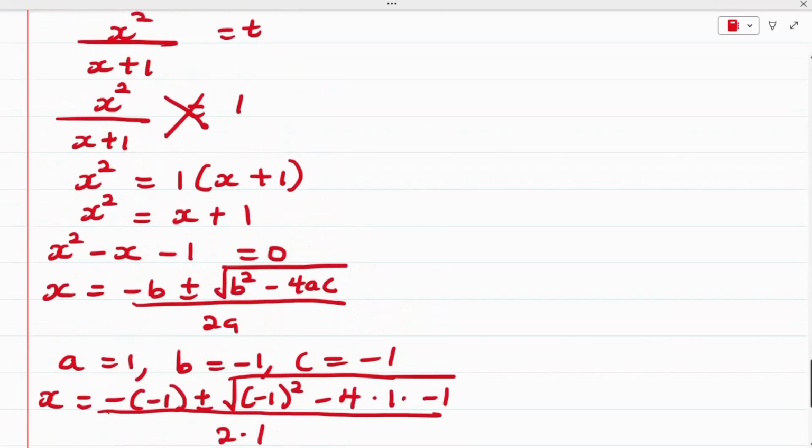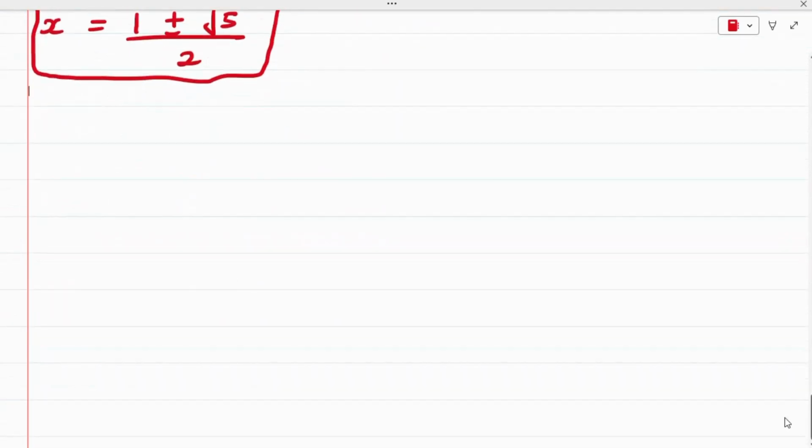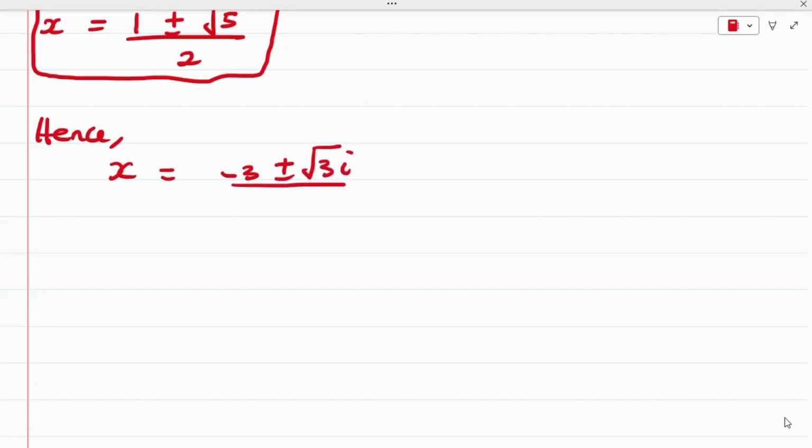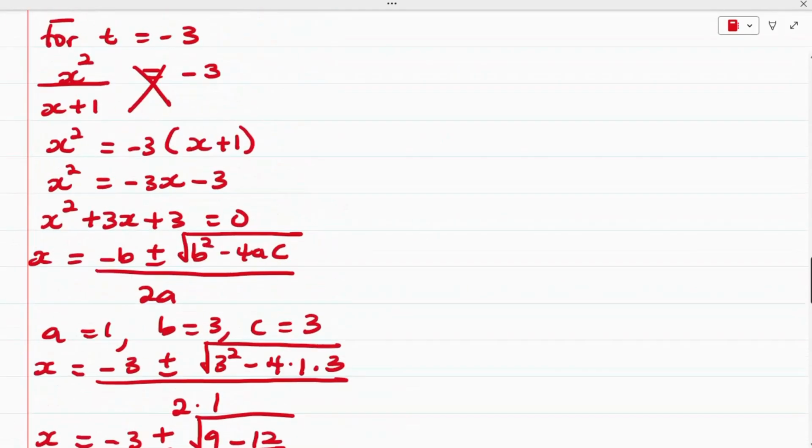So we have been able to find the values of x right here. Therefore we have that x is equal to -3 plus or minus the square root of 3 times i, divided by 2, and x is equal to 1 plus or minus the square root of 5, divided by 2. And these are the values of x in this nice algebra math simplification problem right here.